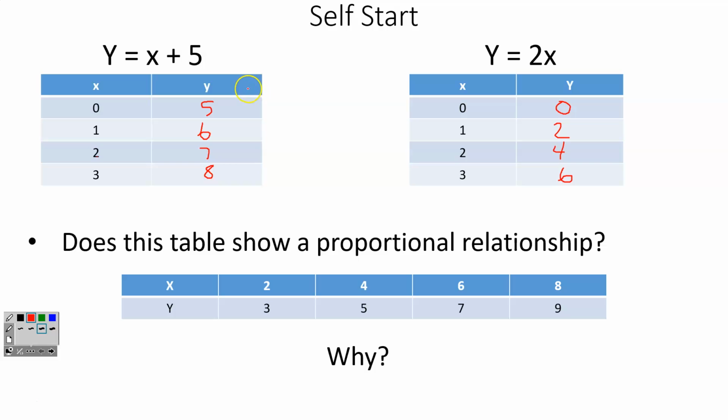Which one of these would be proportional? Well, in order to be proportional, it has to go through 0, 0. This one doesn't. This one does. This one is not proportional because you are adding or subtracting.